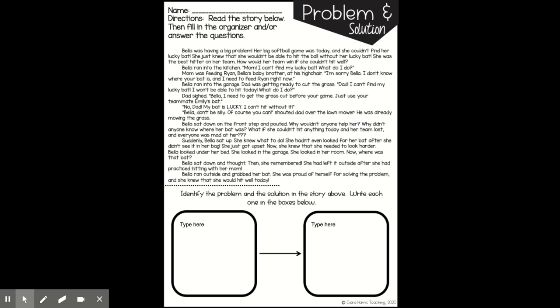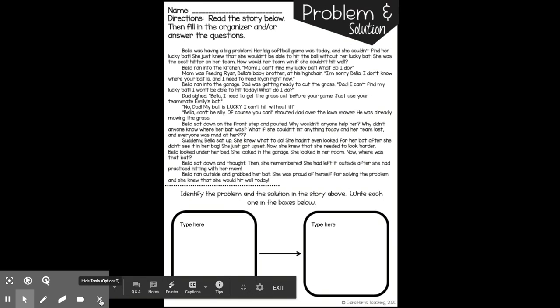Suddenly, Bella sat up. She knew what to do. She hadn't even looked for her bat after she didn't see it in her bag. She just got upset. Now she knew that she needed to look harder. Bella looked under her bed. She looked in the garage. She looked in her room. Where was the bat? Bella sat down and thought. Then she remembered she had left it outside after she had practiced hitting with her mom. Bella ran outside and grabbed her bat. She was proud of herself for solving the problem, and she knew that she would hit well today.